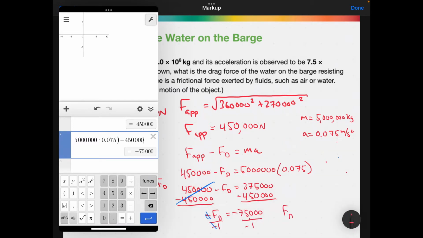Gets us our answer. Drag force is 75,000 newtons.